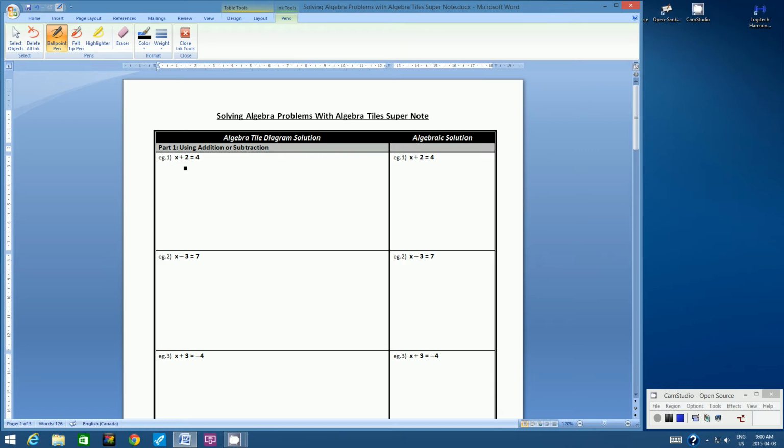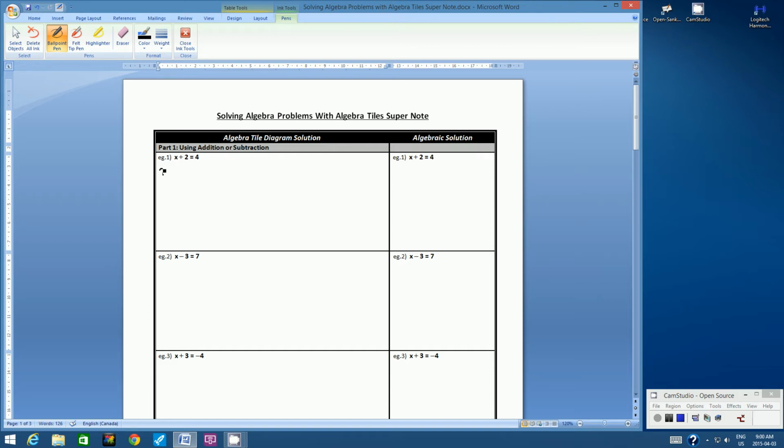We have a very simple algebraic equation here, x plus 2 equals 4. You've done a lot of work drawing algebra tile expressions, so we're going to use that to take it one step further and solve algebraic equations. Let's break this down in a couple of steps.